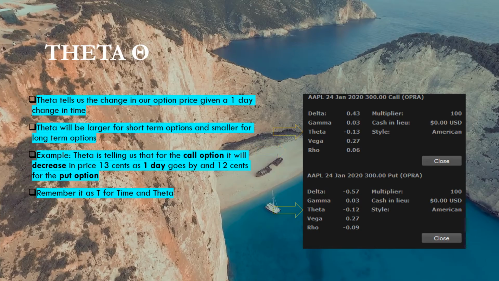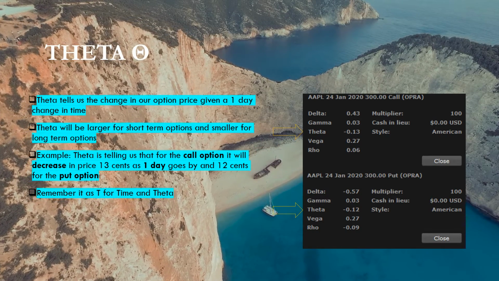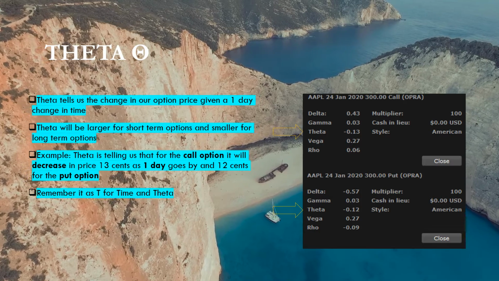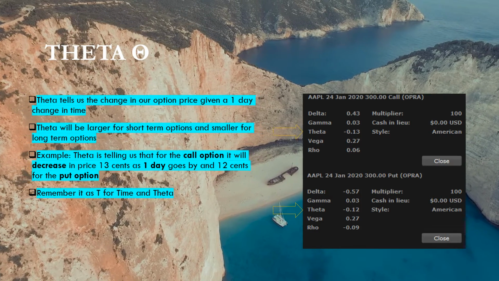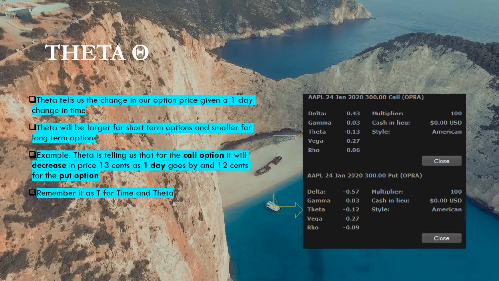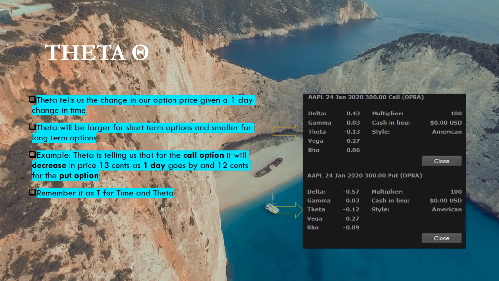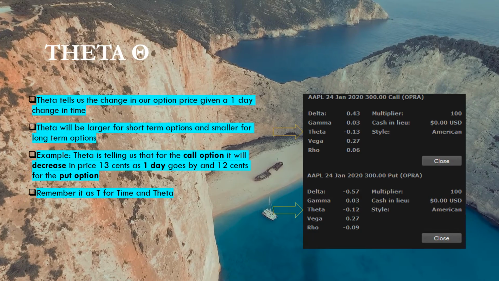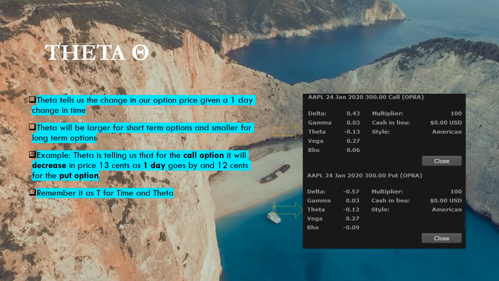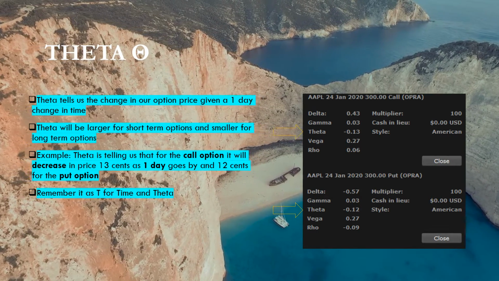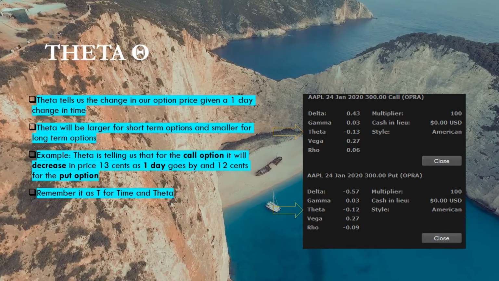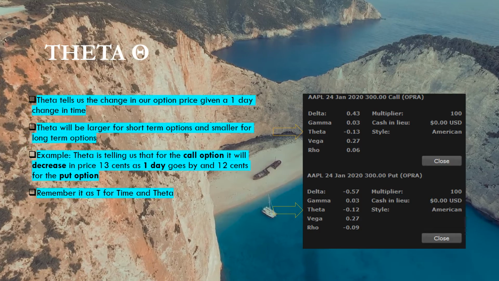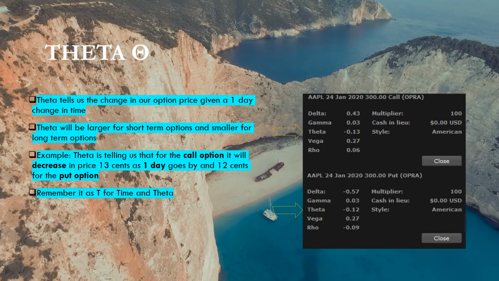Theta tells us the change in our option price given a one-day change. So as the days go by, our call and put option will decrease as we move closer to it expiring. Theta will be larger for short-term options and smaller for long-term options. Theta is telling us here that for the call option, it will decrease in price 13 cents as one day goes by and 12 cents for the put option. So remember this one as T is for time and theta.